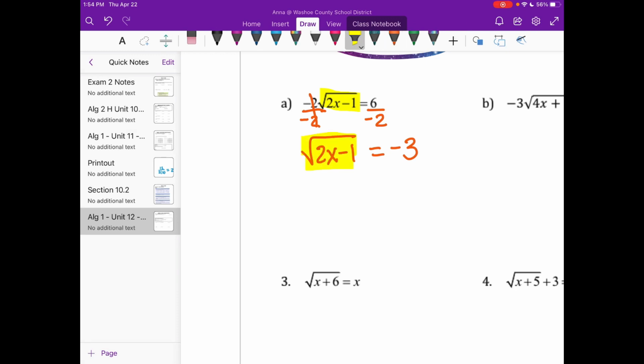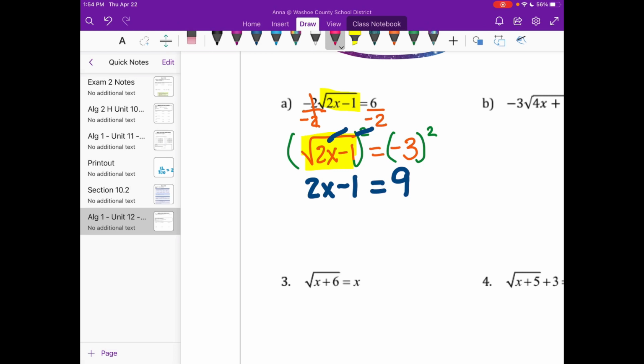All right, do I have that radical by itself? I do, so I can go ahead and square both sides. Boom, boom. So the radical goes away. I have 2x minus 1. Notice how I put the negative being squared too. So this is going to be -3 times -3. -3 times -3 is positive 9. Cool, it's a positive. We like that.